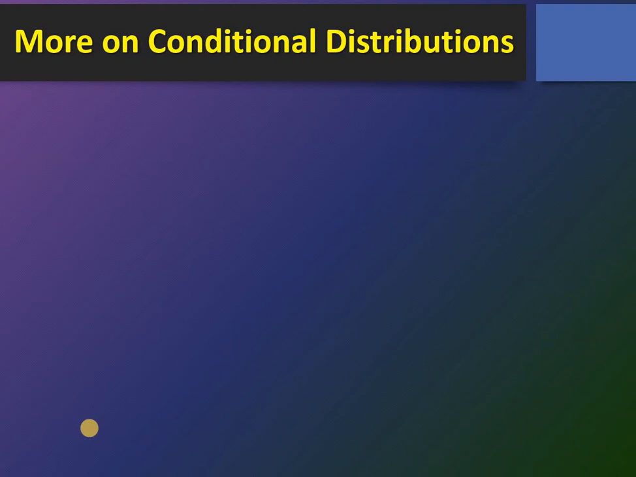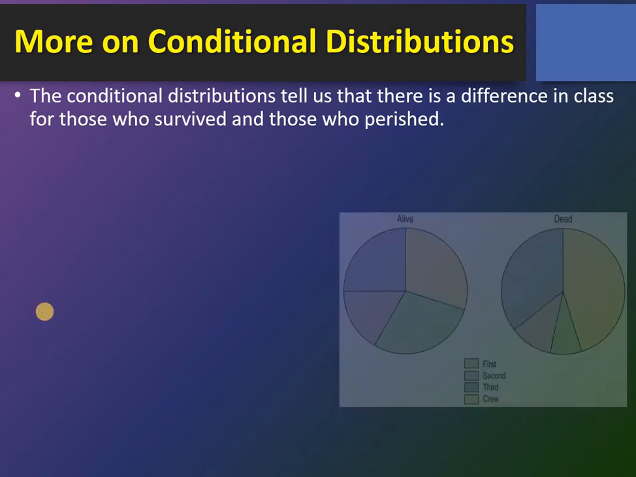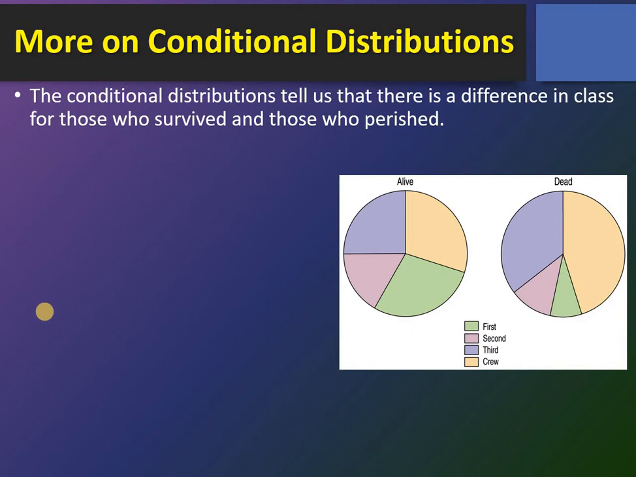All right. So more on our conditional distributions. We can look at our conditional distributions and determine whether or not there is an association going on. Does it matter if you were first class or crew what your survival rate would be? Did your survival rate depend upon your class? We can ask that with conditional distributions. And I don't care how you do it.